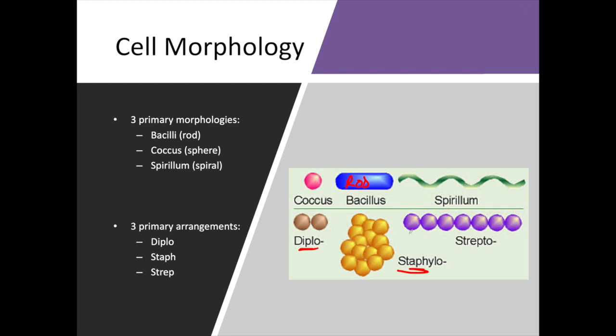And then the last arrangement that we see is a strep arrangement. Think strep throat, which is caused by Streptococcus pyogenes. The strep arrangement is usually cocci, although we also see this in rods, in bacilli as well. And they line up end to end and create these big long chains of bacterial cells.